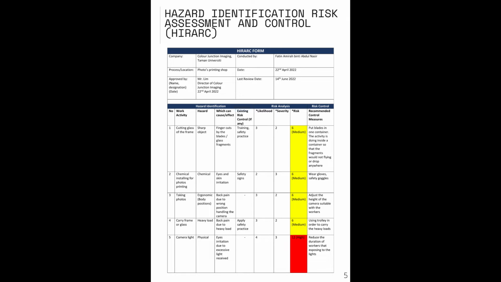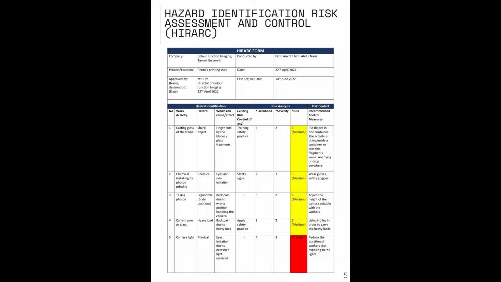Second, chemical installing for photo printing, where the hazard is chemical, which causes eye and skin irritation. The existing risk control is the safety signs. The risk is 6, medium. The recommended control measure is to wear gloves and safety goggles. So next, taking photos, where the hazard is the ergonomic body position, which can cause back pain due to the wrong position handling the camera. The risk is 6, which is medium. The recommended control measure is to adjust the height of the camera to suit the workers.